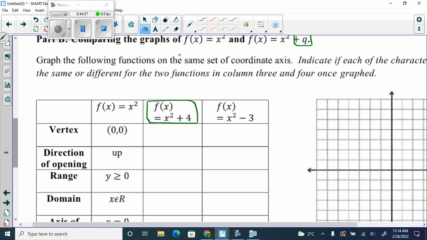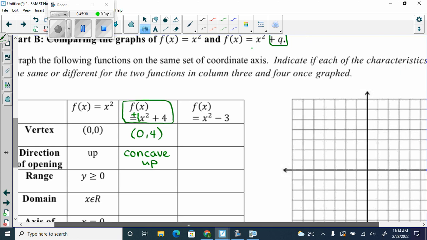I don't want crayons. So it's at 0, 4. And it's up. Why is it up? Because my A is positive. The number in front here is a positive 1, correct? If it's positive in front of here, it's concave up. So this 4 at the back changes nothing other than moving the graph 4 up. So everything where it was is now going to be 4 above where it was.